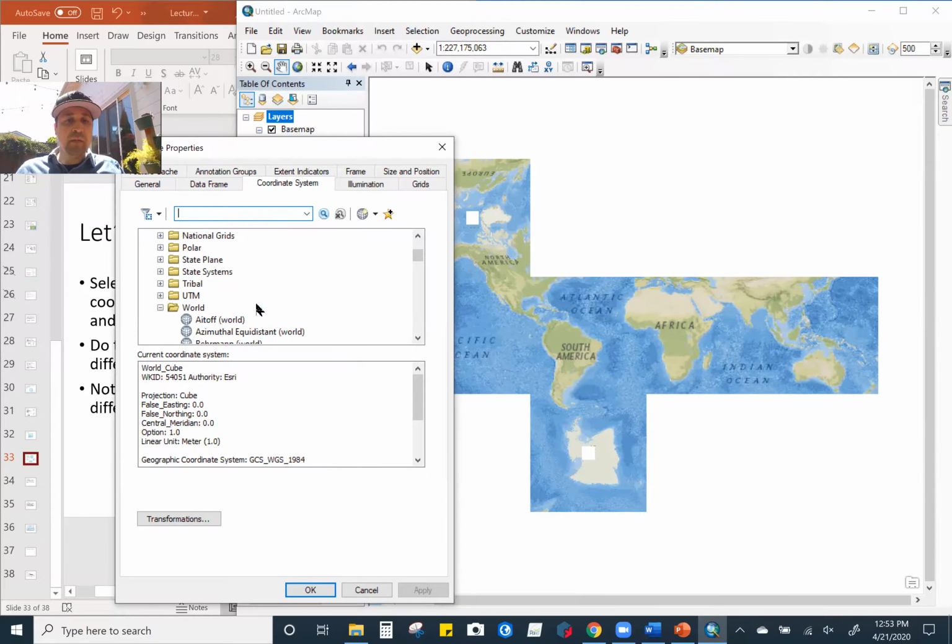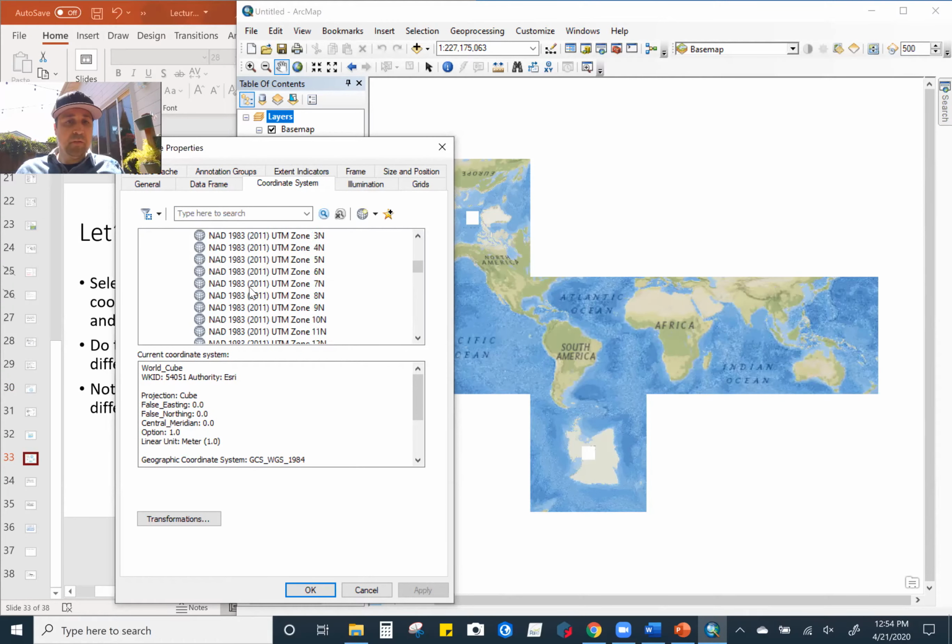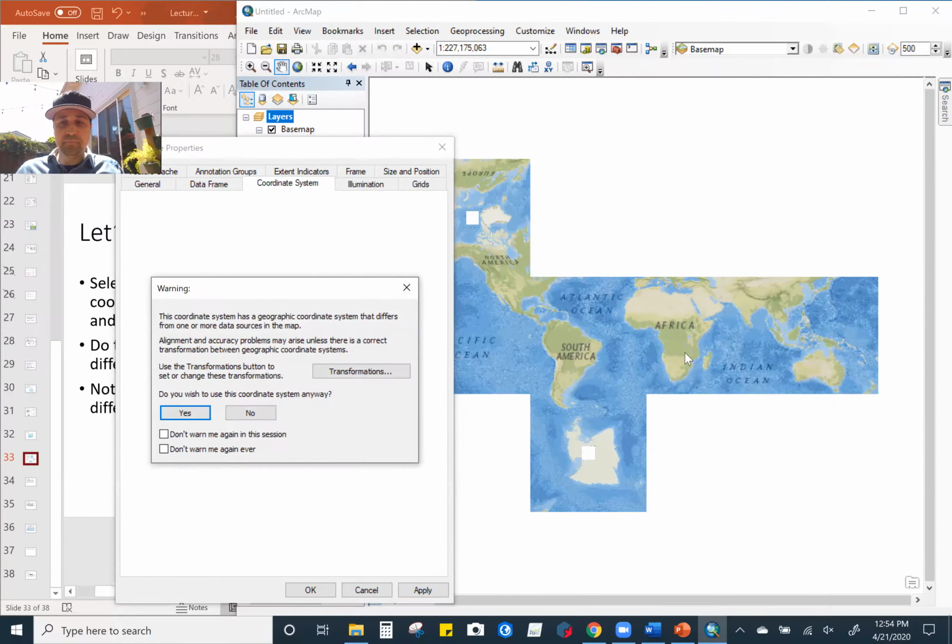Maybe I want something like, let's go for a UTM. How about UTM, North America? Let's go with that zone. What were we talking about? Zone 11 in the slides. Let's see what that looks like. Aha. So the coordinate system has geographic coordinates that's different from one or more data sources. Essentially, this is telling me that now my datum is different.